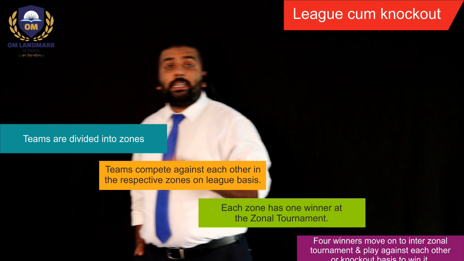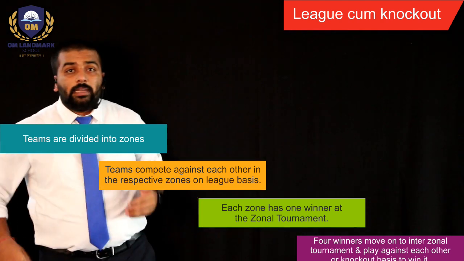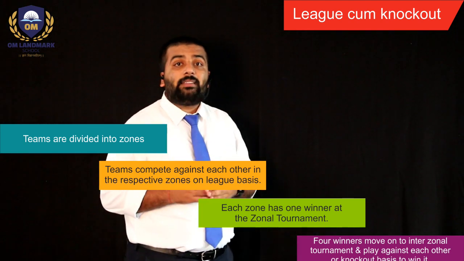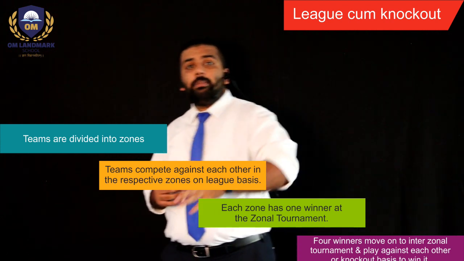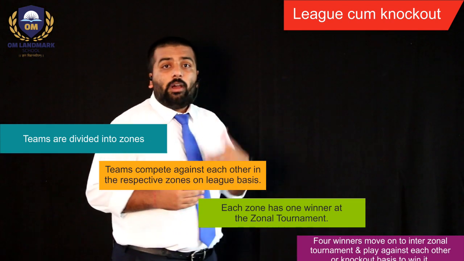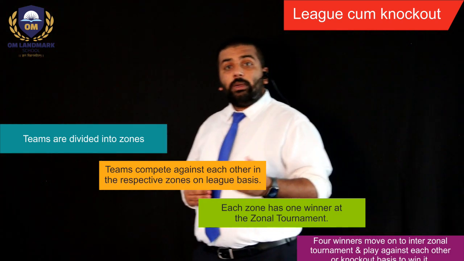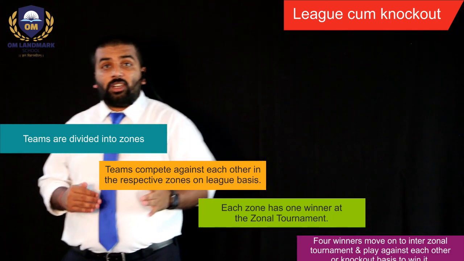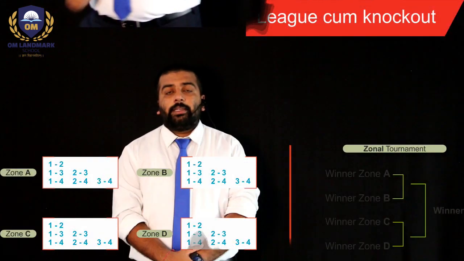League cum knockout. Teams are divided into zones. Teams compete against each other in their respective zones on a league basis. Each zone has one winner at the zonal tournament. The four winners move into the interzonal tournament and play against each other on a knockout basis to win it.